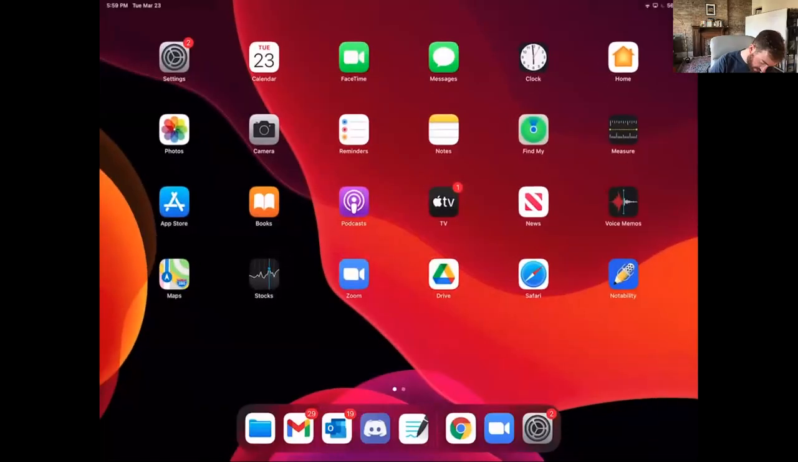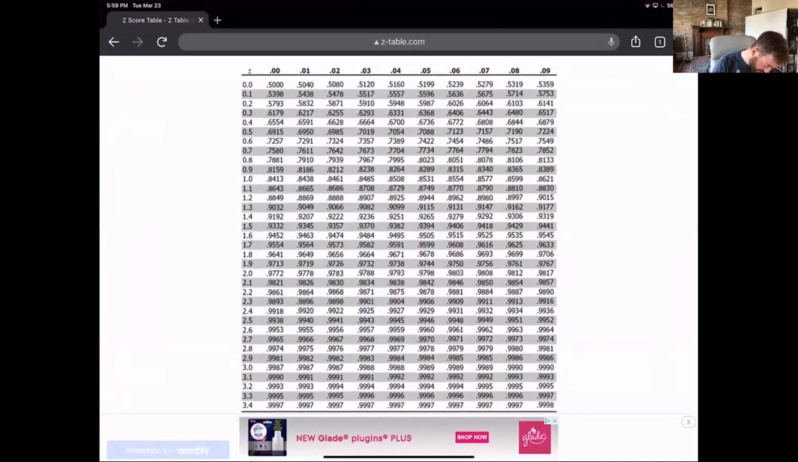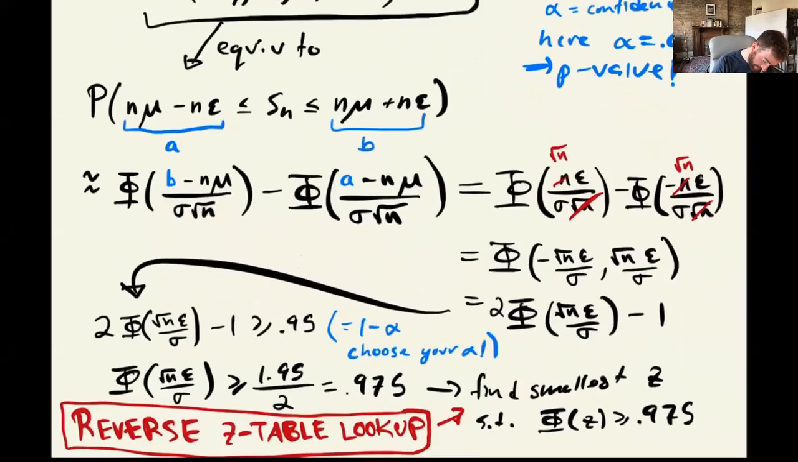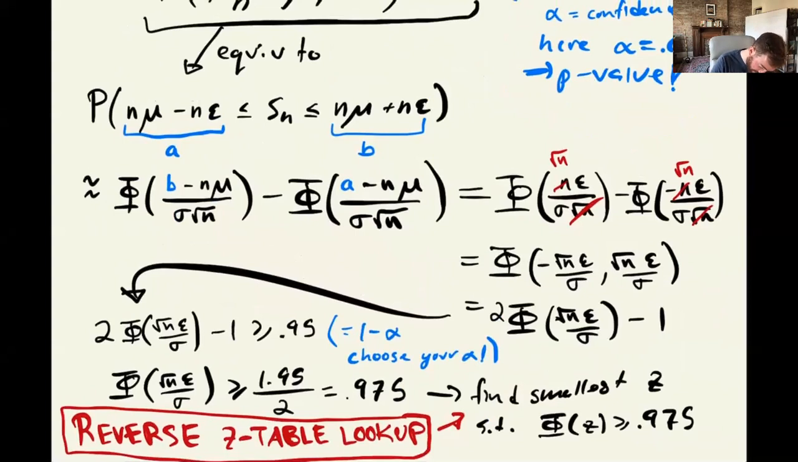So let's do it. I'm looking for 0.975. I've got it right there. It seems to correspond to 1.9 for z, the first few digits, and then 06. So 1.96 is going to be the thing that gets me to 0.975, and anything larger than that will shoot over. So if I do that, I get that z has to be greater than 1.96.